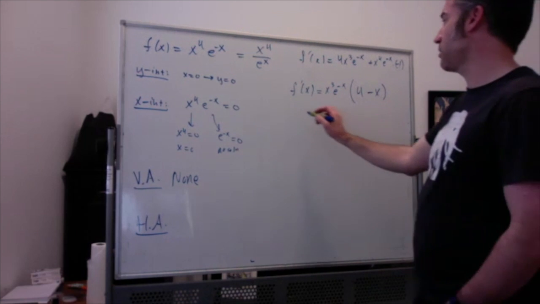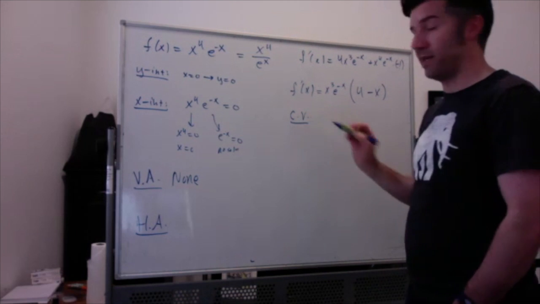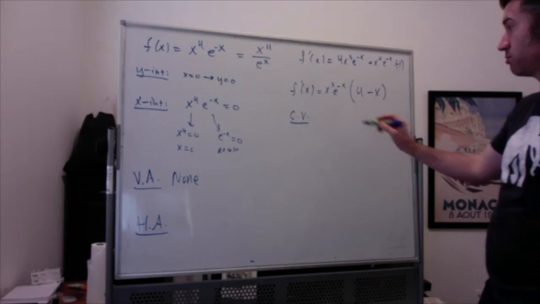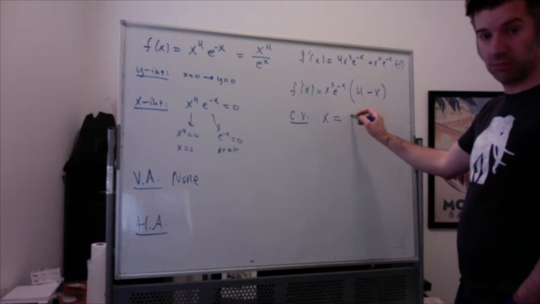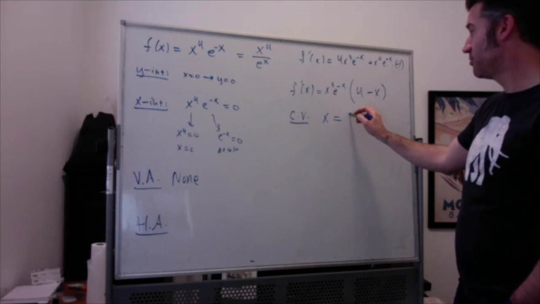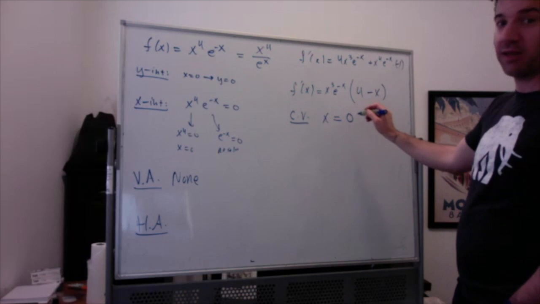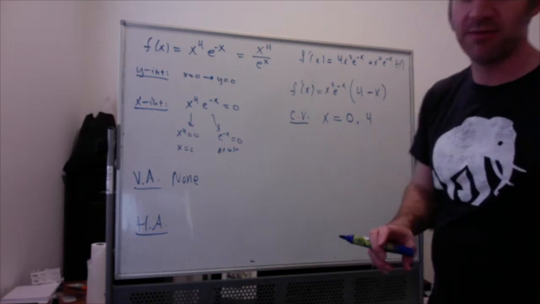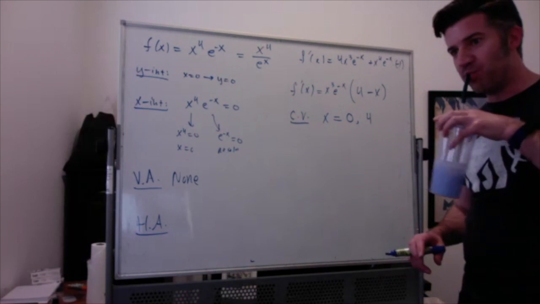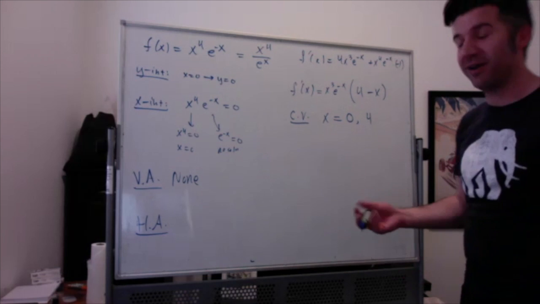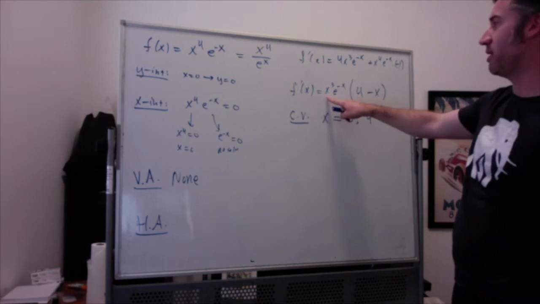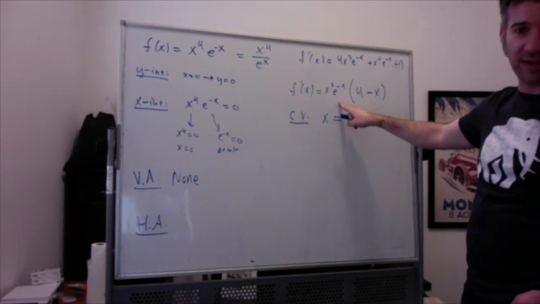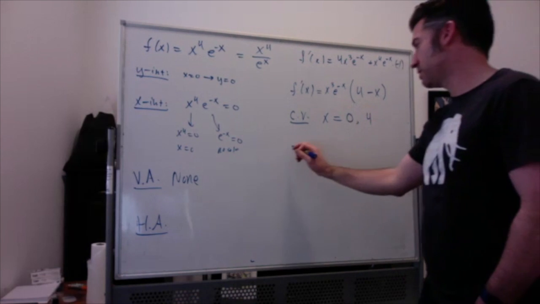So it looks like my critical values are what? What's one of my critical values for sure? Okay, fine. Nobody wants to say anything. It's okay. Just break my heart. Okay, my critical values are 0 and 4. I plug in 0, I get 0 here. Plug in 4, I get 0 here. I don't get any critical values from the e to the negative x. So let's see what's doing.